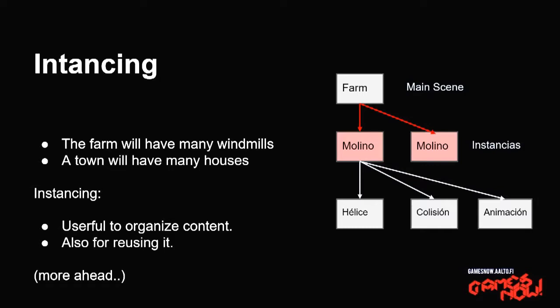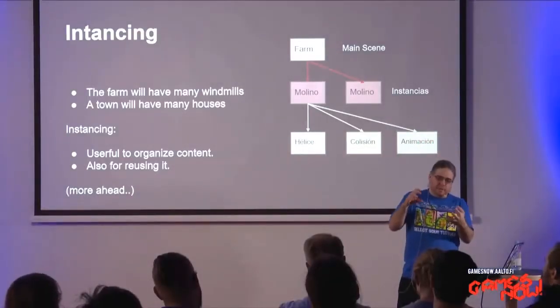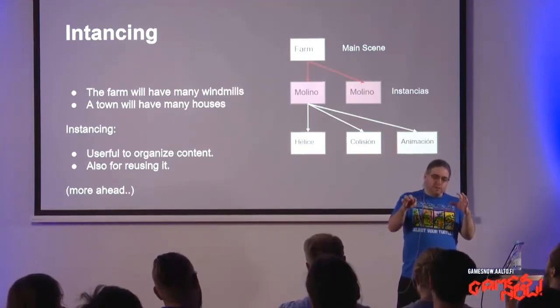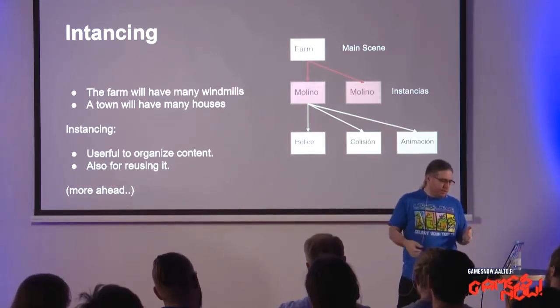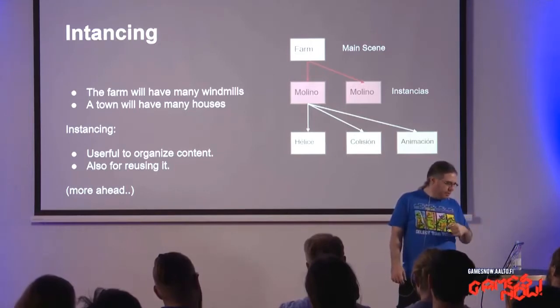So what we do is we can instance scenes inside other scenes. It's just like a node can have other nodes as children. To instance a scene, we make the root node of the windmill a child of one of the other nodes, and that's it. It's like infinite depth.